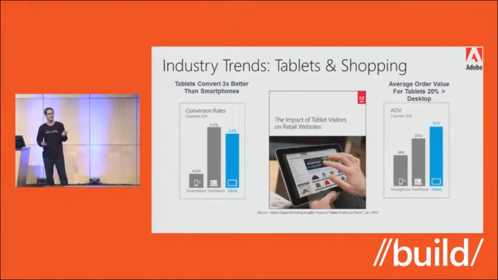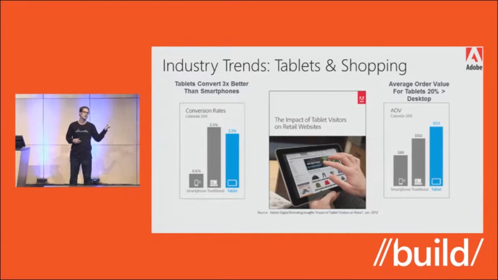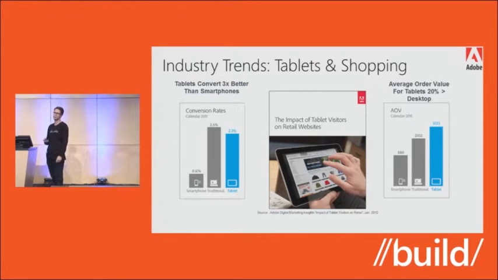Another area to look at is average order value. So if you look at the average order value in retail on tablets for 2011, it was actually higher than on desktops, which is another key important metric for businesses.